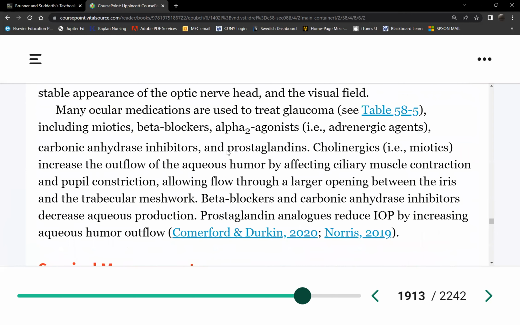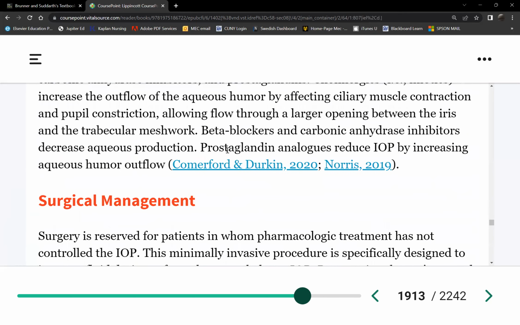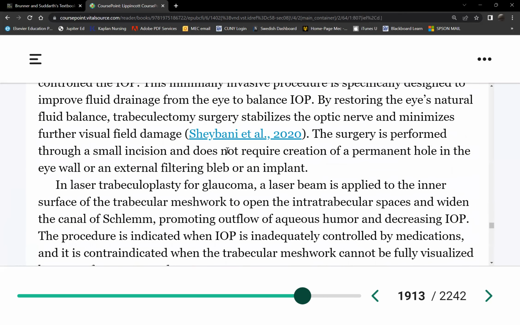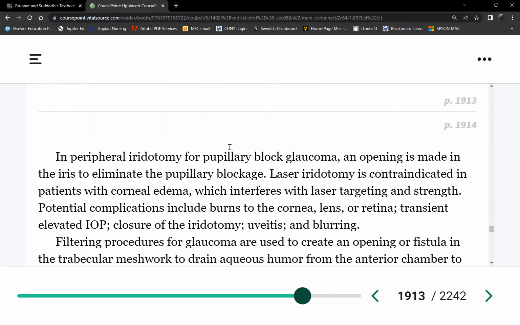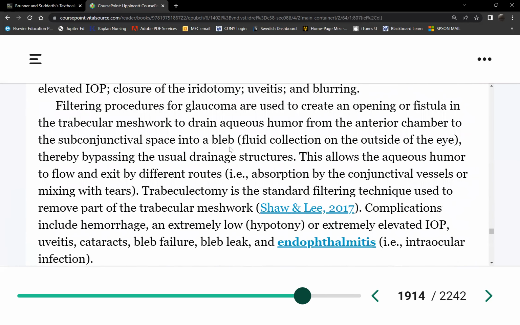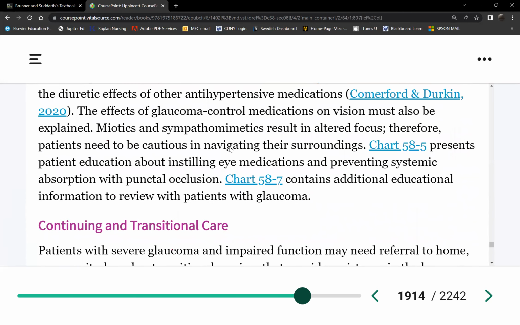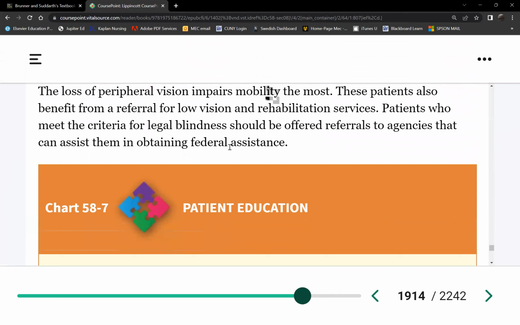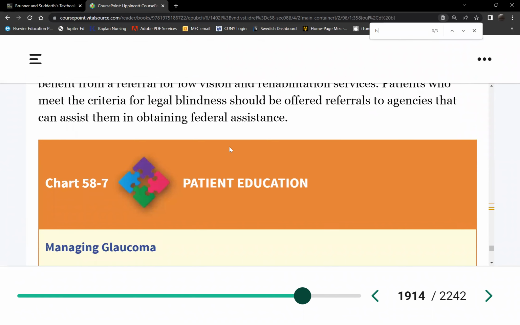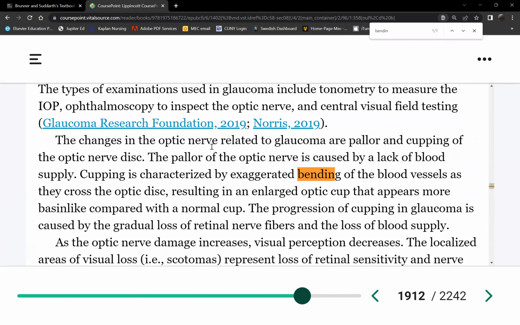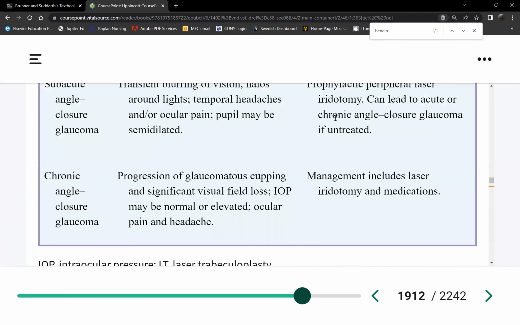What are activities that you remember that increase both intraocular and intracranial pressure? Increase in intracranial pressure. I need the first letter. No, it's a medication that increases intracranial pressure.